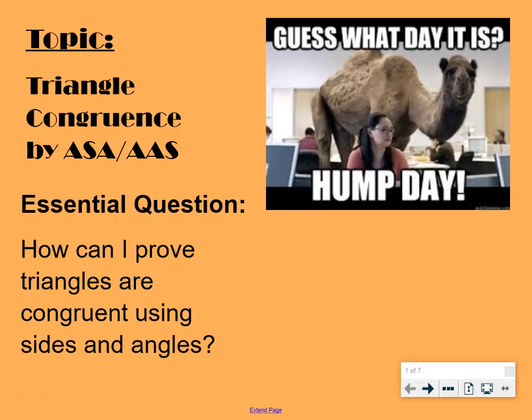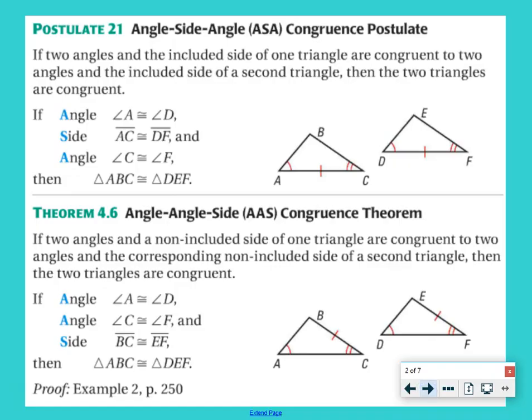Today our topic is triangle congruence by angle, side, angle, and angle, angle, side. So our essential question: how can I prove triangles are congruent using sides and angles? First off, our two new congruence postulates and theorems. These are the last two for triangle congruence.